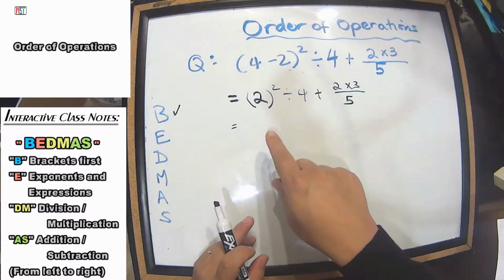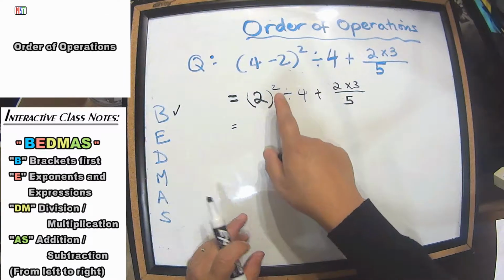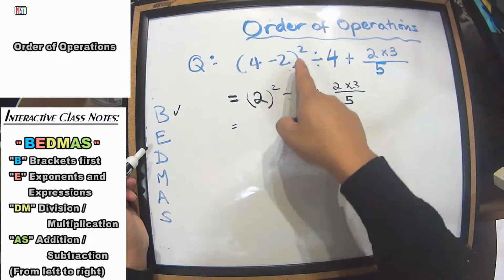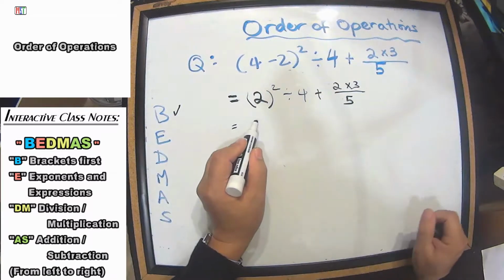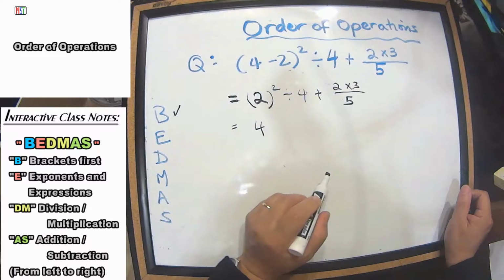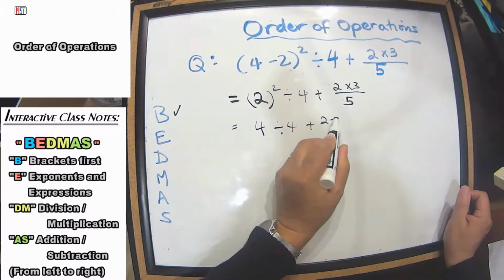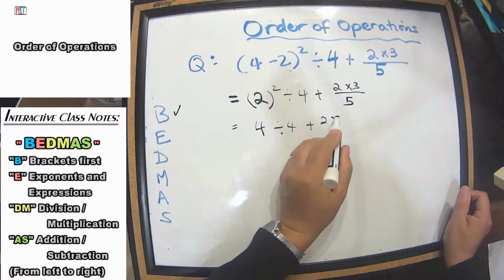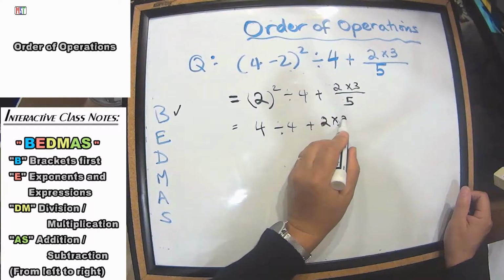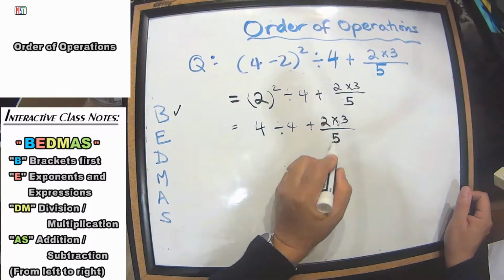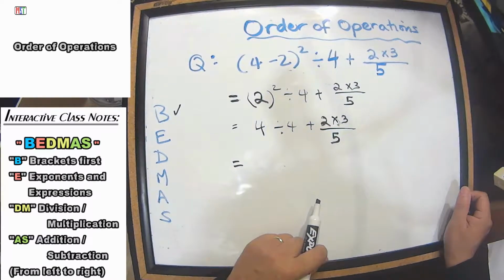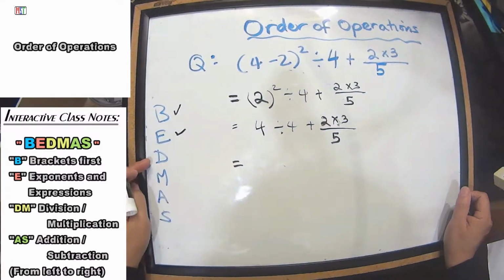Okay, so we have 2. That's done now. The next step is the exponent. So we have here 2 squared. So you want to do that second. Okay, so 2 squared is 4. This times, right? Okay, so we did that, and then division and multiplication.